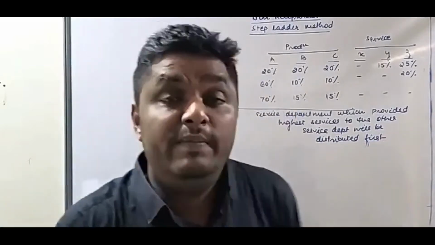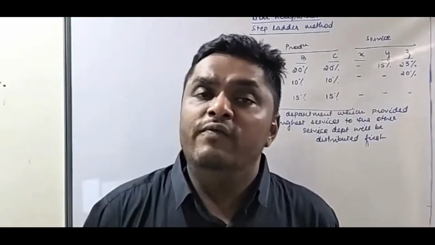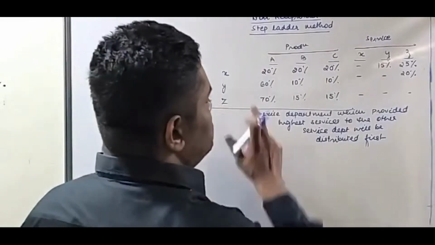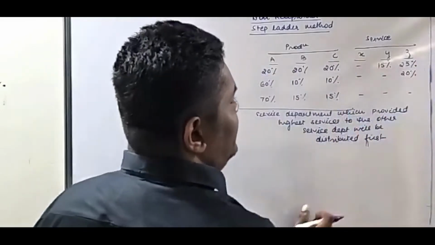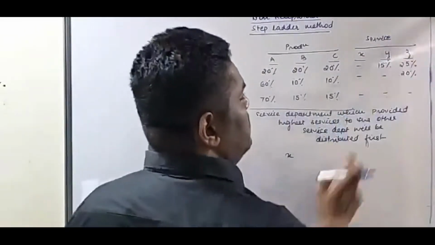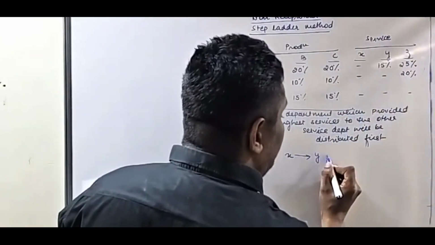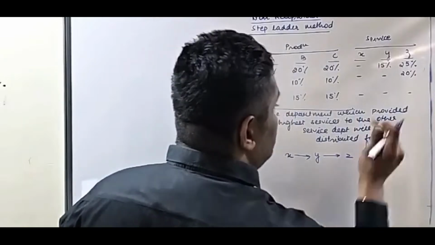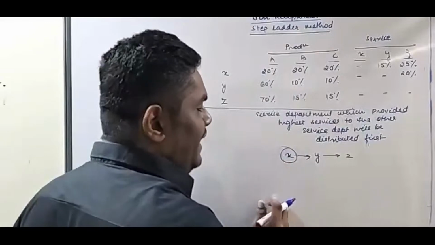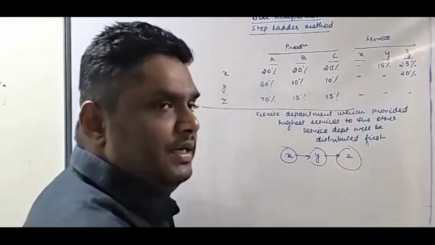The service department which is providing the most services to the other service department will be distributed first. So herein, when talking about this question, X is providing to Y also and Z also. Y is providing only to Z. And Z is providing services only to A, B, and C. So first we will distribute X, then Y, and then Z.